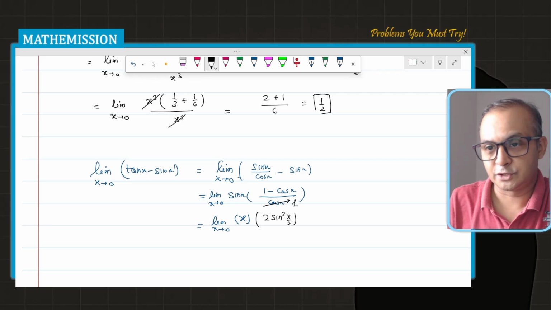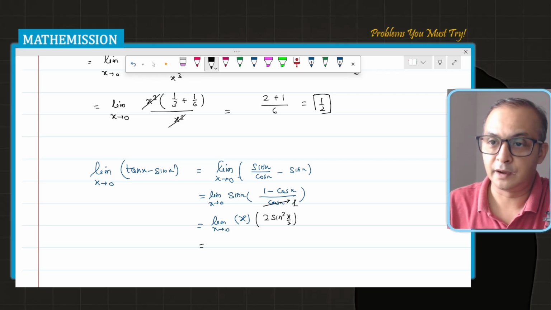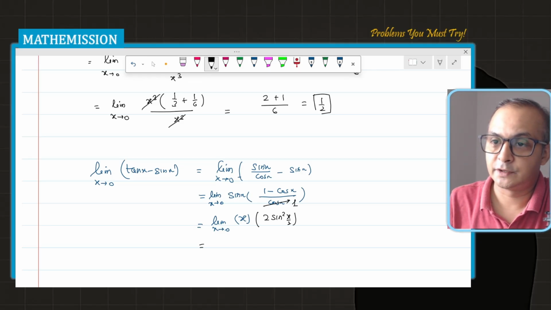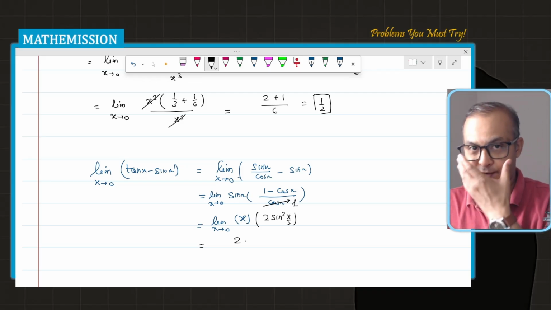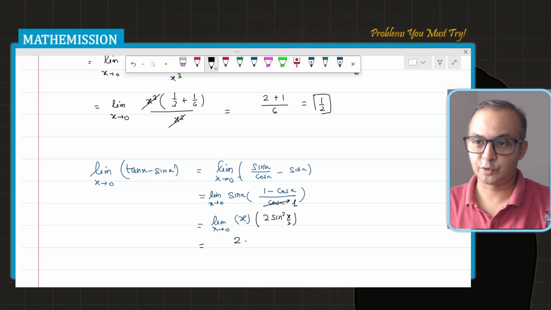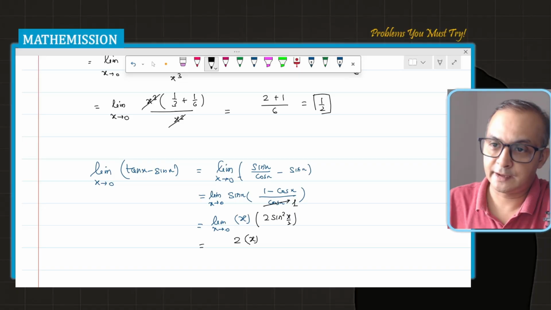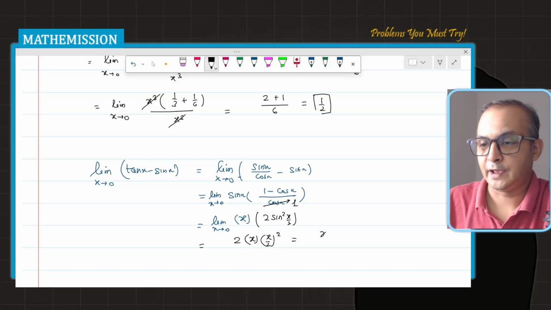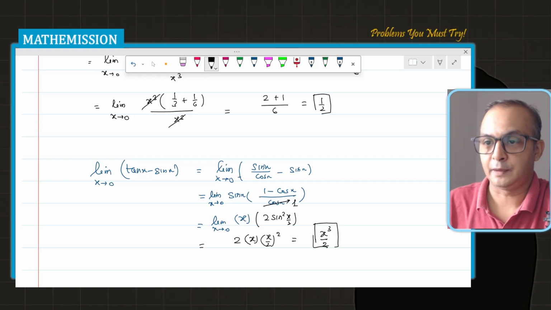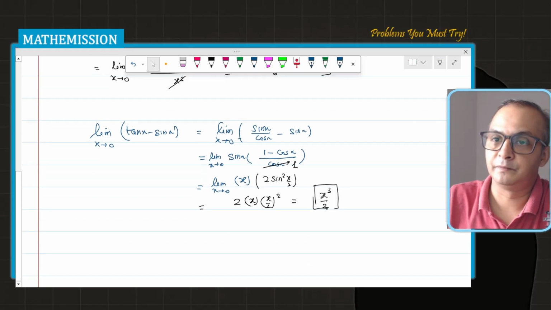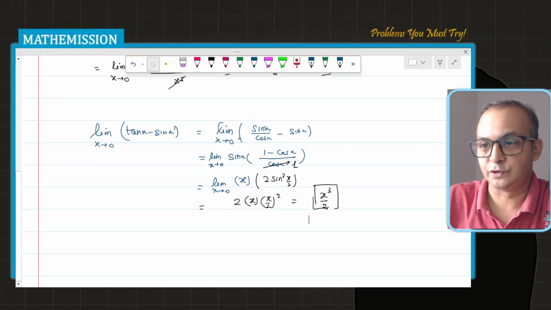So a better approximation for this limit is not 0. Rather, again I have the 2 out there, and sine x by 2 times. So when x approaches 0, each sine will approach its angle. So we can write x and then again x by 2 times. So we have x cubed by 2 as its approximate value when x approaches 0.